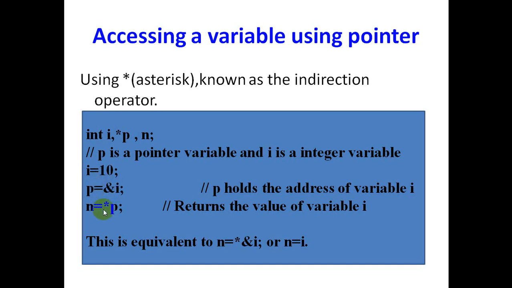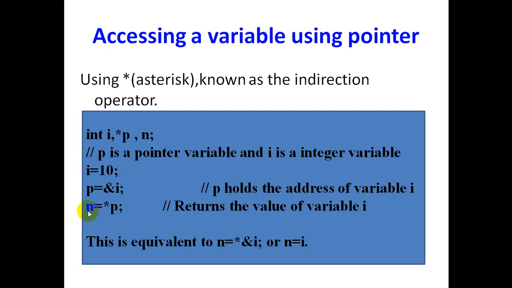Next is n is equal to asterisk p semicolon. Which means this will return the value of variable i. So what is the value of variable i? 10. Okay. Address is different from value. Address is the location of this variable. Value is what will be assigned to this variable. Address of this variable means the location of this variable. Value of this variable means the value that has been assigned to this variable.